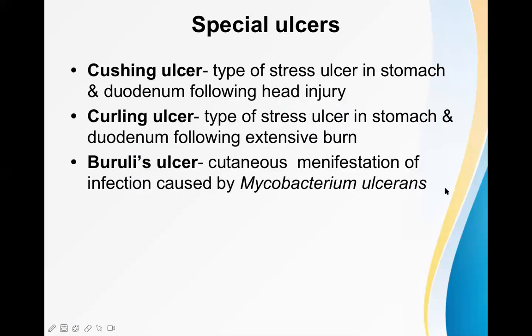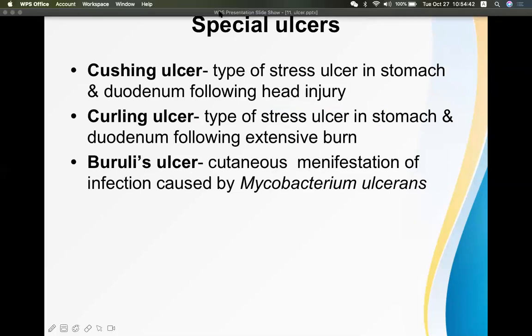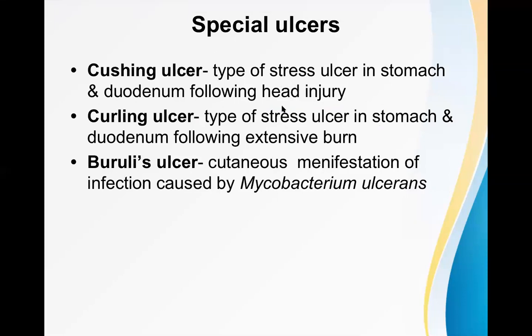Now, there are certain other ulcers which have a typical name or typical terms. You see this. These are Cushing's ulcer, Curling's ulcer, and Buruli ulcer. Quite familiar questions for you in the exam. Cushing's ulcer is a type of stress ulcer which develops in the stomach and first part of the duodenum following head injury. Head injury is a stressful condition for the patient, and sometimes the patient may develop coma also. That type of patient has a high chance of developing stress ulcer in the stomach and duodenum. We call that Cushing's ulcer.